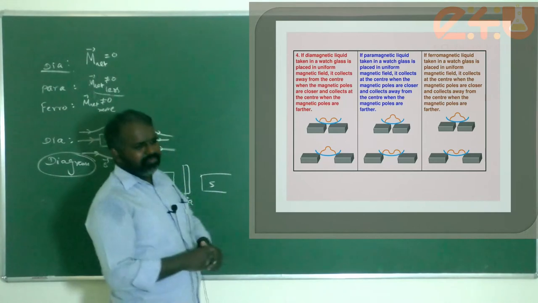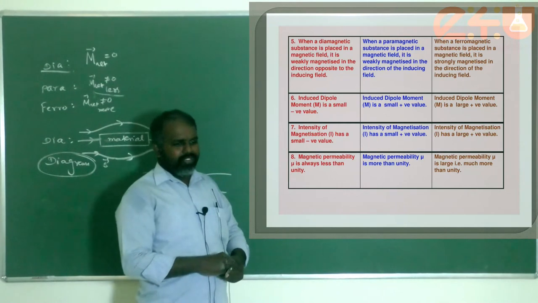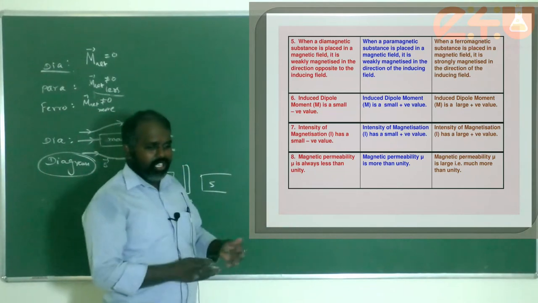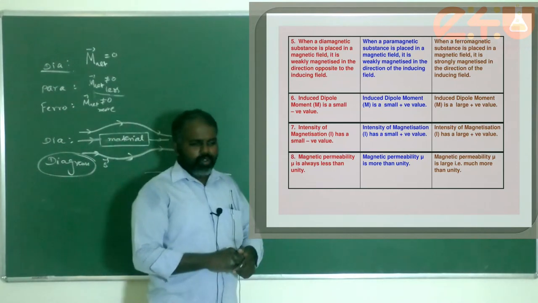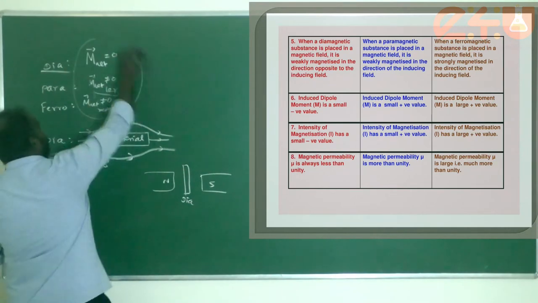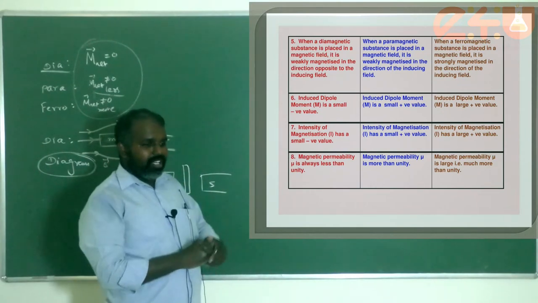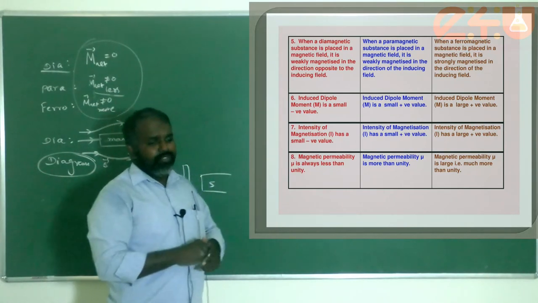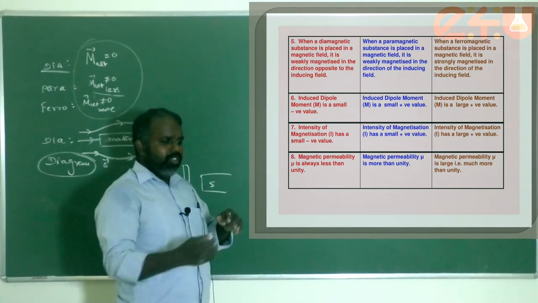The next one. When a diamagnetic substance is placed in an external magnetic field, it is weakly magnetized in the opposite direction. These things we already discussed. And the sixth point, you just see that the magnetic induced dipole moment will be negative and small. As I said, these are the values when the external field is not present. But when the external field is present, the molecular magnetic dipole moments are aligned opposite to the applied field. Because of that, the net value will be opposite, meaning negative, and the value will be very small.